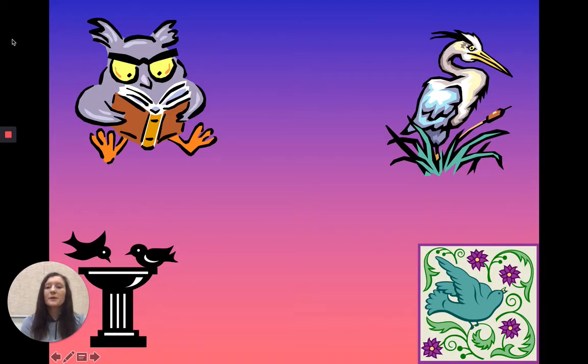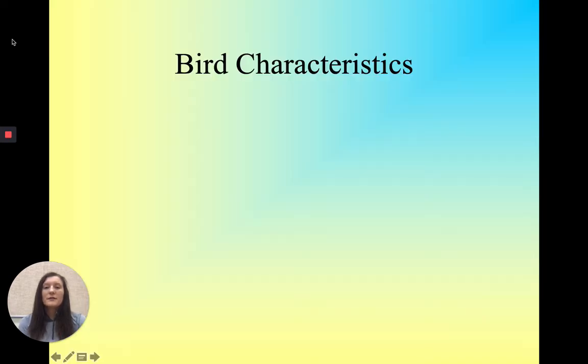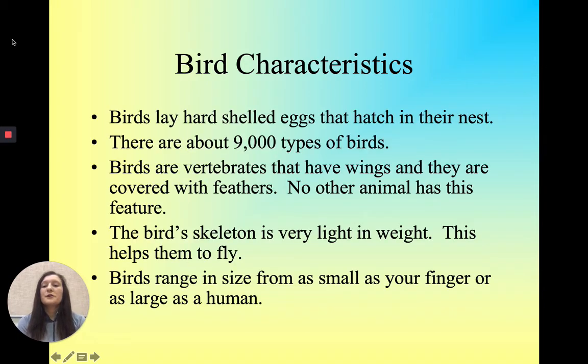Next up we have the birds. So let's look at bird characteristics. Birds lay hard-shelled eggs that hatch in their nest. There are about 9,000 types of birds in the world. Birds are vertebrates that have wings and they are covered with feathers. No other animal has this feature.